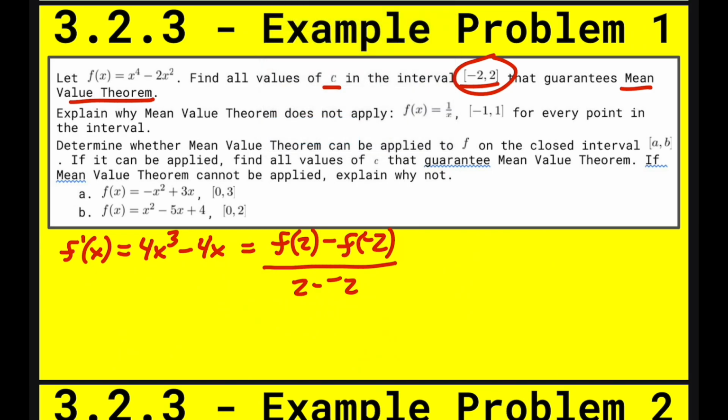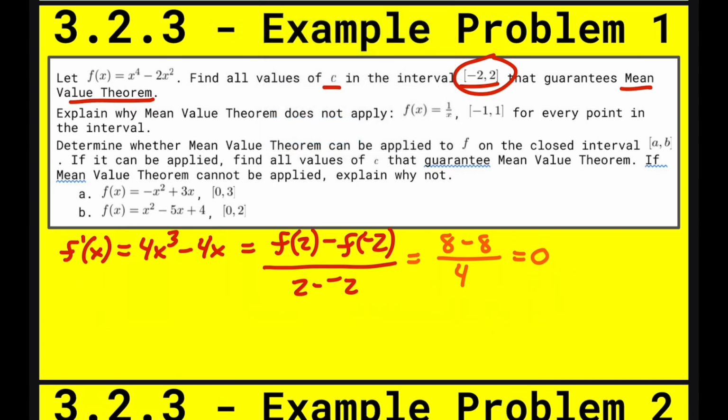So if I plug in 2 for this right here, you're going to get 16 minus 8. So you're going to get 8 minus 8. Okay, that's kind of lame. Divided by 4, which is just going to be 0. So you basically need to just set this equal to 0 and solve to figure out that value.